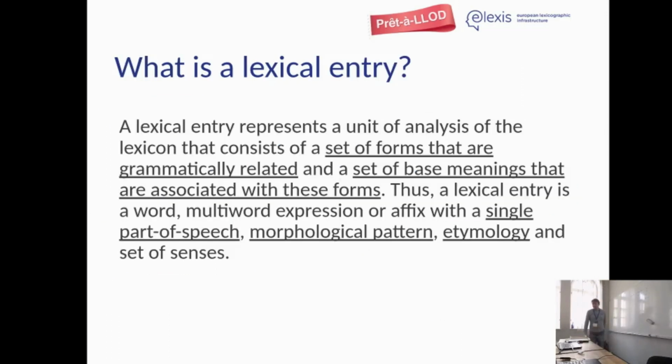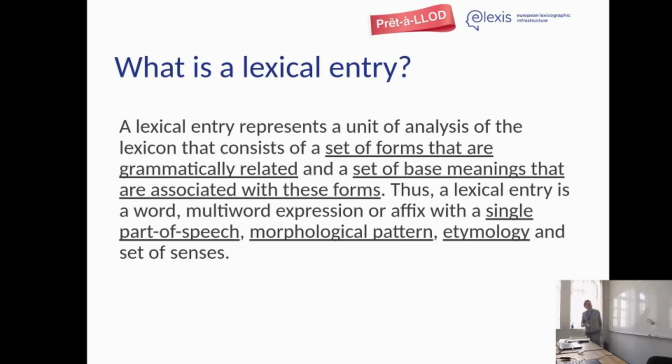So this brings the first question of, well, what is a lexical entry? This is the definition, and you'll be tested on this in a few minutes, so pay attention. A lexical entry represents a unit of analysis that consists of a set of forms that are grammatically related. This means there must be a set of forms that have some kind of inflectional relationship between one another. There is a set of base meanings associated with these forms. It basically says that there is some kind of commonality in meaning. These forms all essentially refer to the same idea. So this is similar to the idea of them all being inflectional.